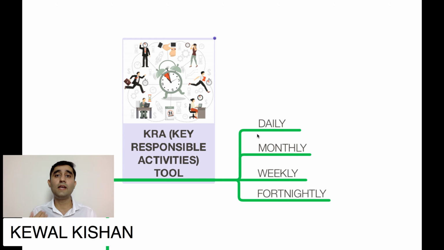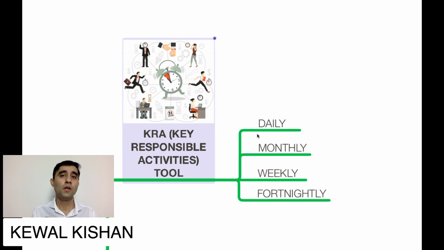As an example, the daily work can be client follow-up or a team follow-up meeting or something else. Same in terms of monthly, the accounts person can have GST filing as the monthly task, or creating a profit and loss statement as the monthly or bi-weekly activity, right? So this is called the KRAs, key responsible activities.